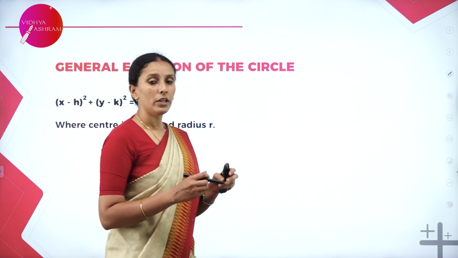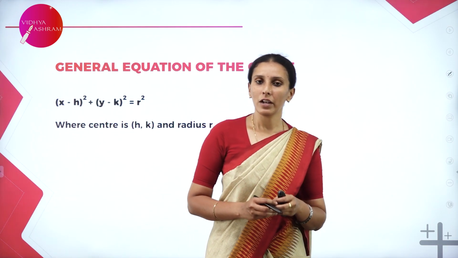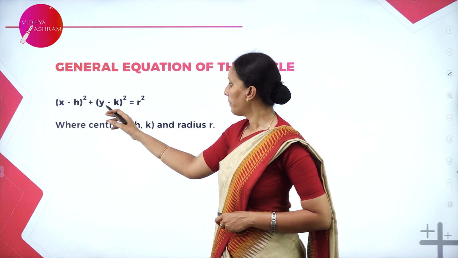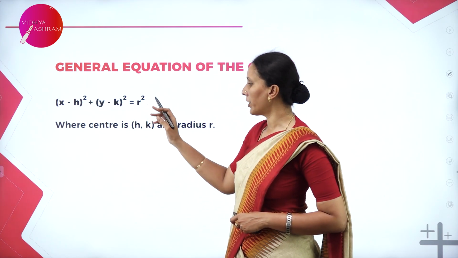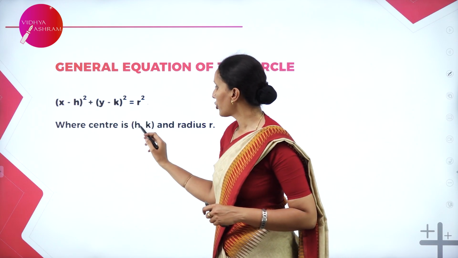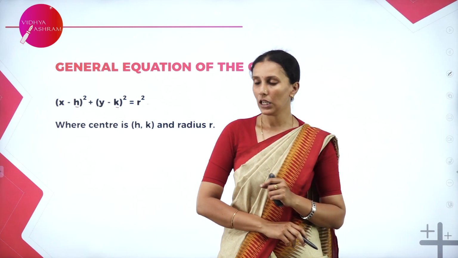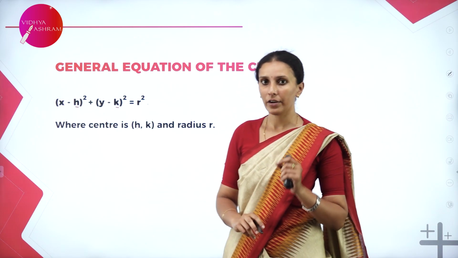So studying about the properties of the circle, we have a general equation of a circle which is in the form of (x minus h) whole square plus (y minus k) whole square is equal to r square. Here h comma k represents the center of the circle and r represents the radius.